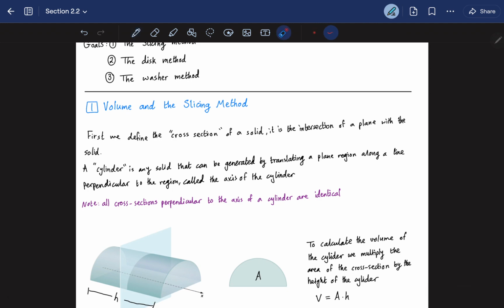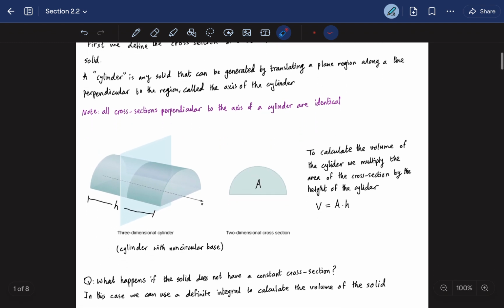Before we calculate volumes, let's define what a cross-section means. A cross-section of a solid is what you get if you take a solid and intersect it with a plane. Once you intersect it with a plane, that intersection is called a cross-section. Now, a cylinder is any solid that we can generate by taking a region along a line perpendicular to that region.